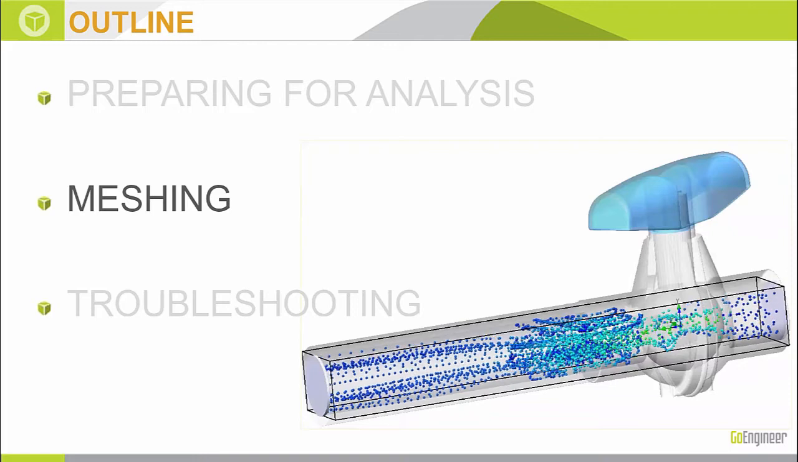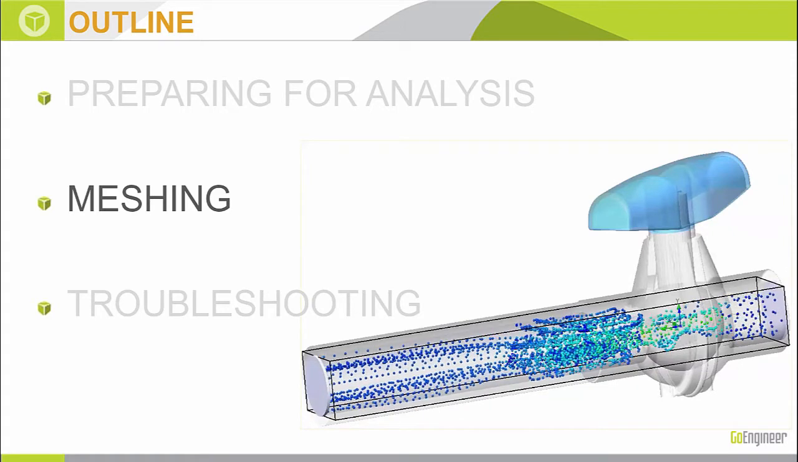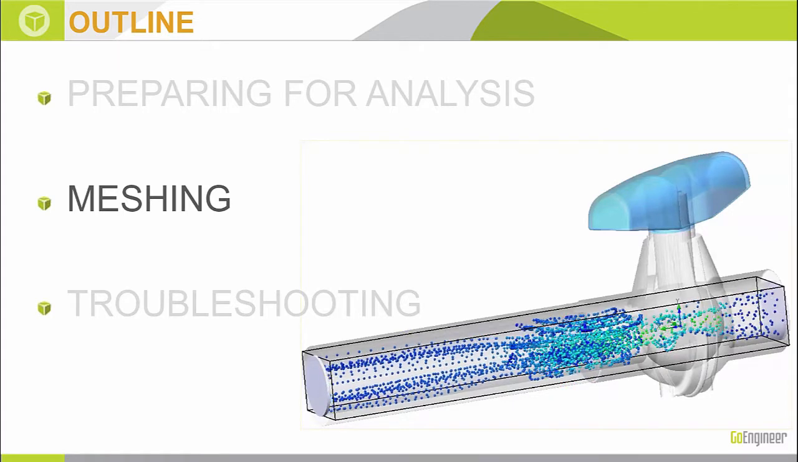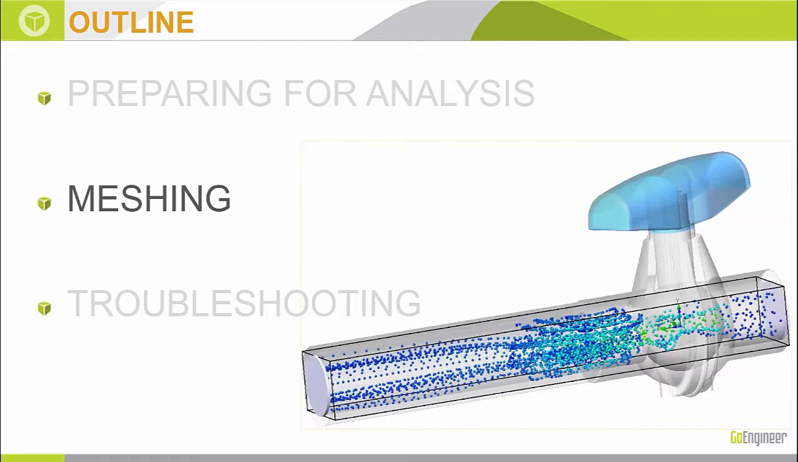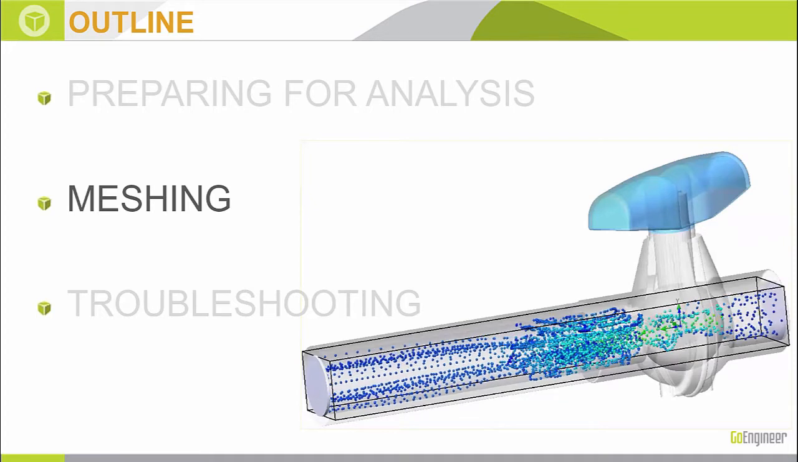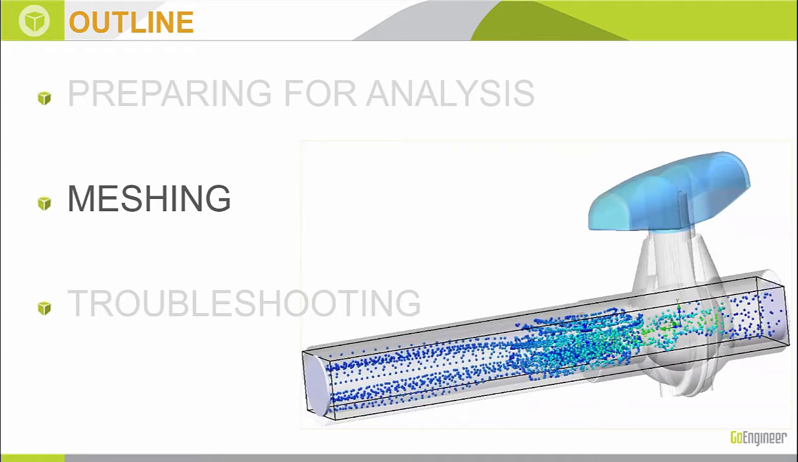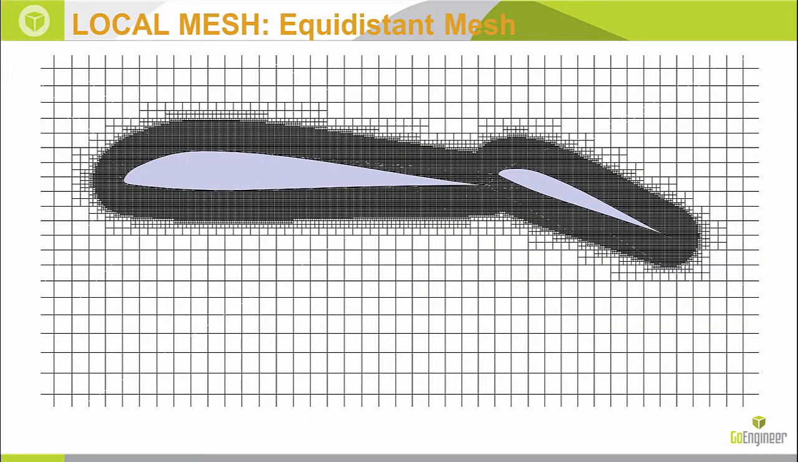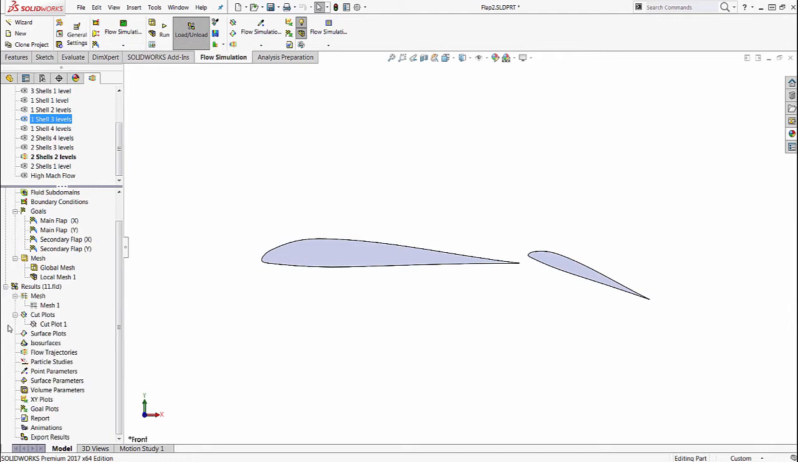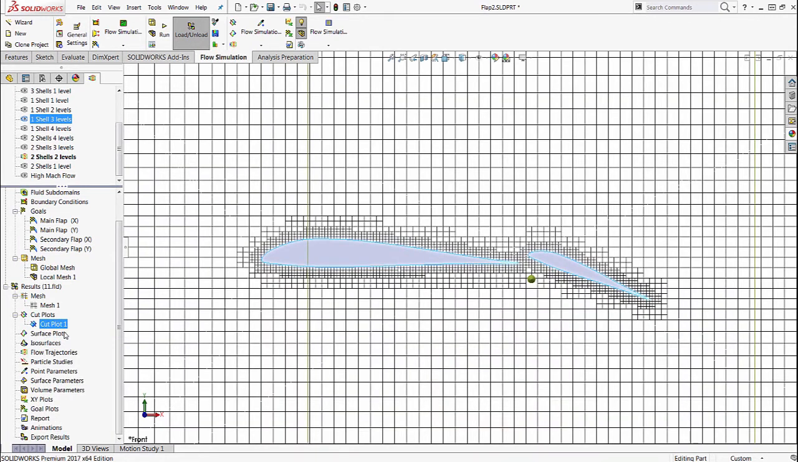So what is recommended is to use a local mesh and have a finer mesh in the regions that are critical to the analysis. We're going to do a couple of tips on meshing and look at how we can use some of the local mesh options. The first one is a feature that was introduced in 2016 called an Equidistant Mesh. So let's quickly switch to SOLIDWORKS. I'm going to open up this airfoil model, and here is an equidistant mesh.